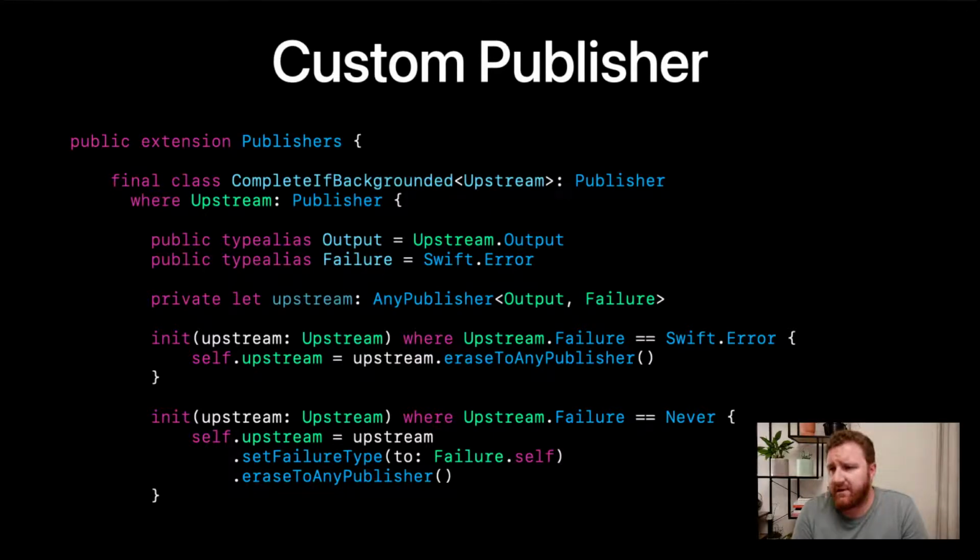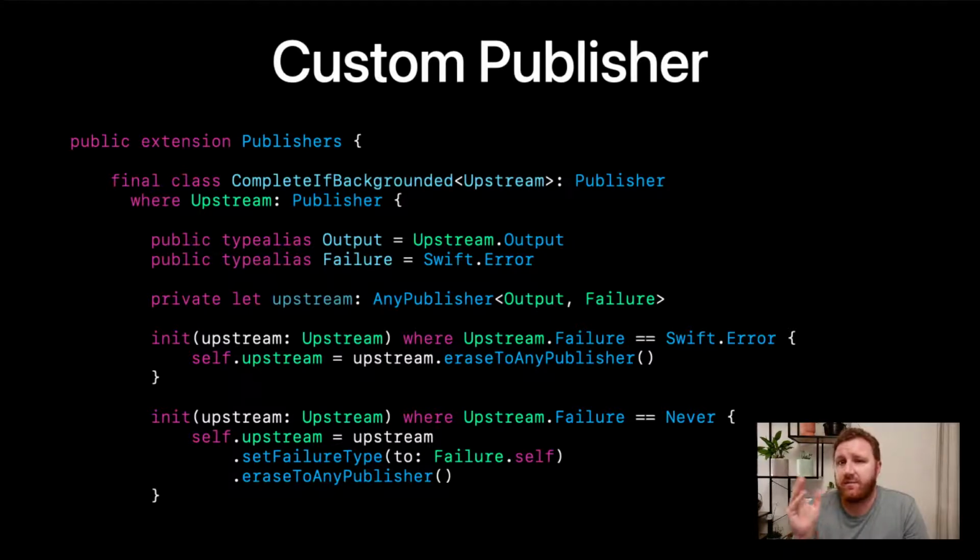But here's a bit of a better example. This is a little publisher that wraps the UIApplication's begin and end background task. So we have a class called completed backgrounded, and so on. And we're defining this in terms of our upstream, because when you do publishers, especially when you're doing them as an operator, it's usually best to define it in terms of upstreams and downstreams rather than trying to define them in terms of inputs and outputs, because that can get confusing.